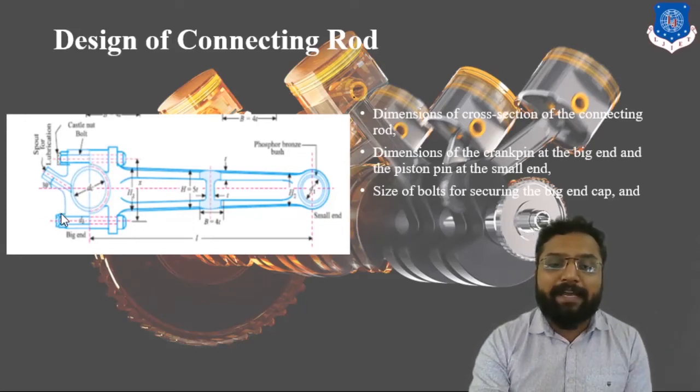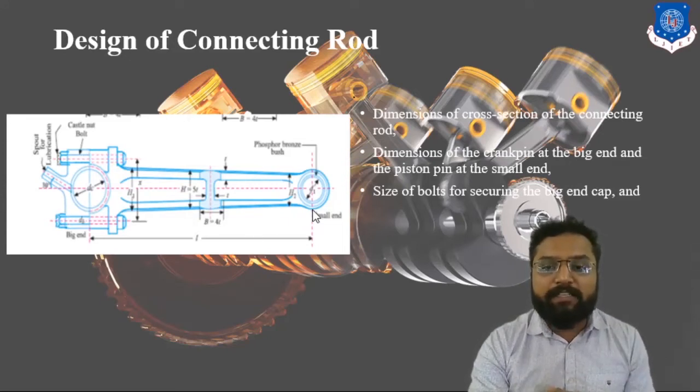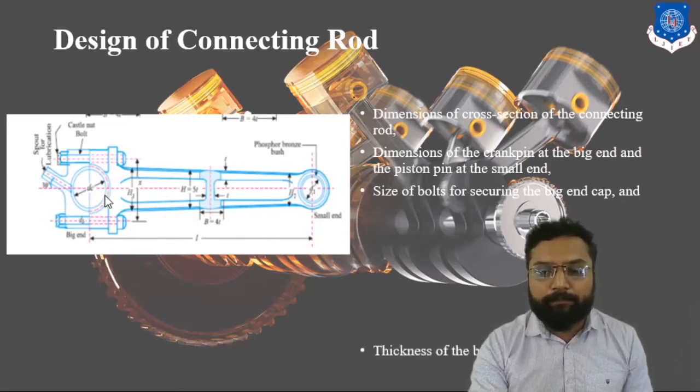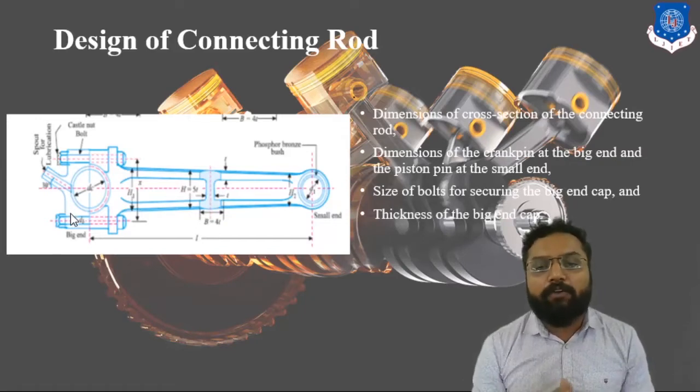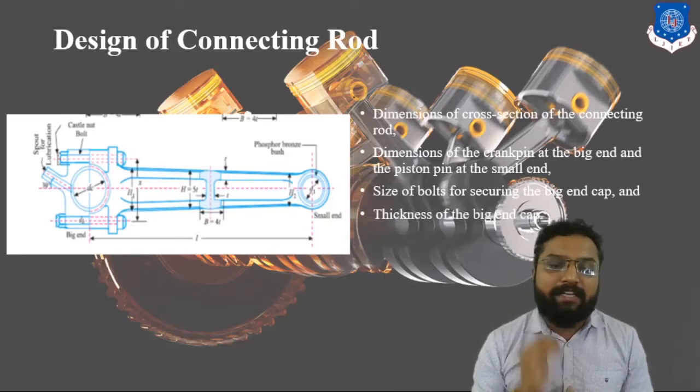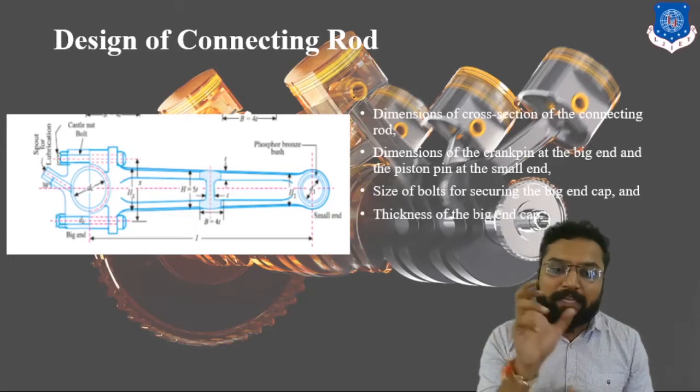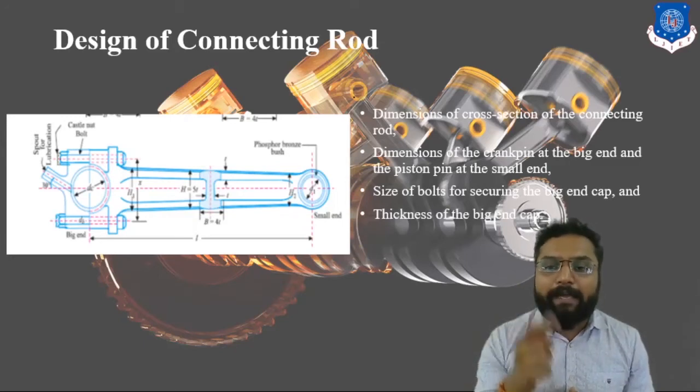Here, this big end is subjected to bending stress, and the small end is subjected to bending stress and crushing stress. In the case of this hole, it also comes under crushing. And after this, we are going to design the thickness of this big end cap. So mainly we are going to design this connecting rod in four parts. One is its cross section and its strength. Another is the dimension of the crank pin at the big end and small end. Then the design of the bolts that connect our big end with our body, and then the thickness of the big end. So these are mainly our design procedure.